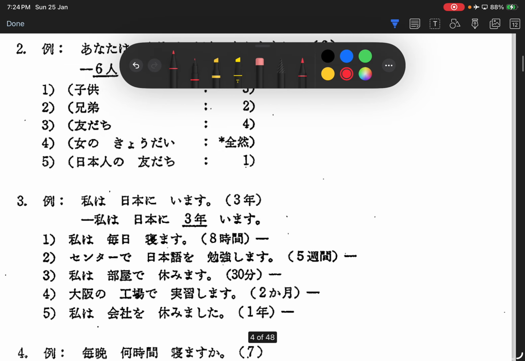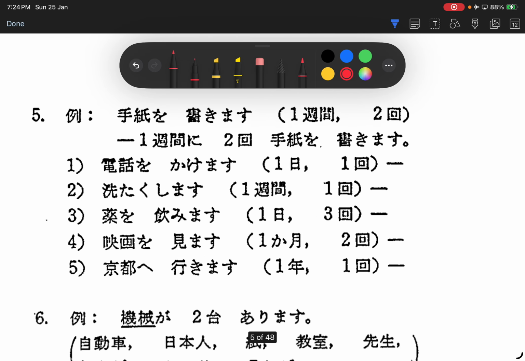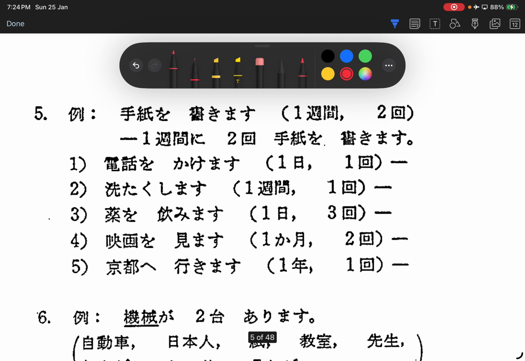Okay, let's talk about the next one. Number 5. 手紙を書きます. Bracket 1週間2回. So we want to talk about frequency. Right? So 手紙を 1週間に2回. 1週間に means in 1 week period, in 1 week duration, 2回 2 times 手紙を書きます. Write letter. So that means every week 2 times I write letter. Easy, huh?